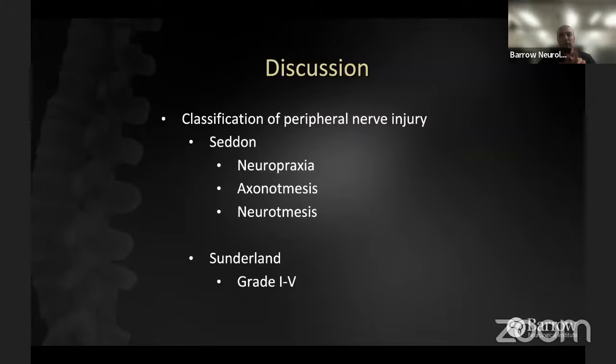In the next segment of the paper, there's a discussion of the classic classifications of peripheral nerve injury. The first one is the Seddon classification from the 1940s, which has three types that are commonly used: neurapraxia, axonotmesis, and neurotmesis. Sunderland in the 1950s further subdivided these, especially the axonotmesis, into three different types, providing 5 total grades.